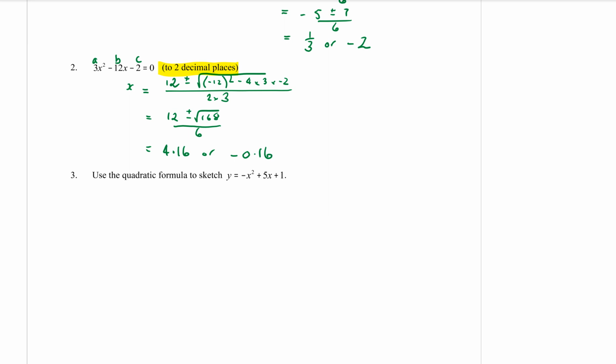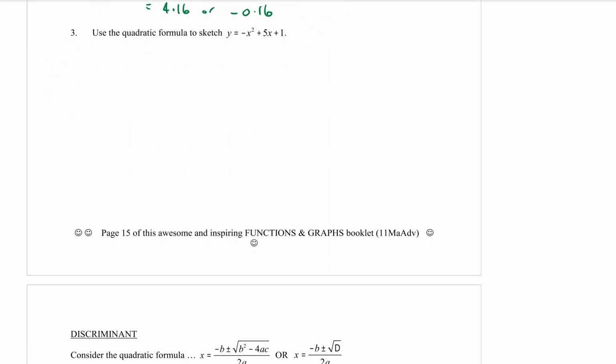All right. So hopefully that part is fairly straightforward, because now we want to expand on that, obviously, to graph our parabola. So it says in question 3, use the quadratic formula to sketch that equation, which we can tell is a quadratic, a parabola. So like always, we want to find our intercepts. So let's start with when x equals 0. When x equals 0, that means minus x squared is 0, 5x is 0 because the x's are zeros, right? So y would be equal to just the 1 on the end, because the other stuff is all 0.